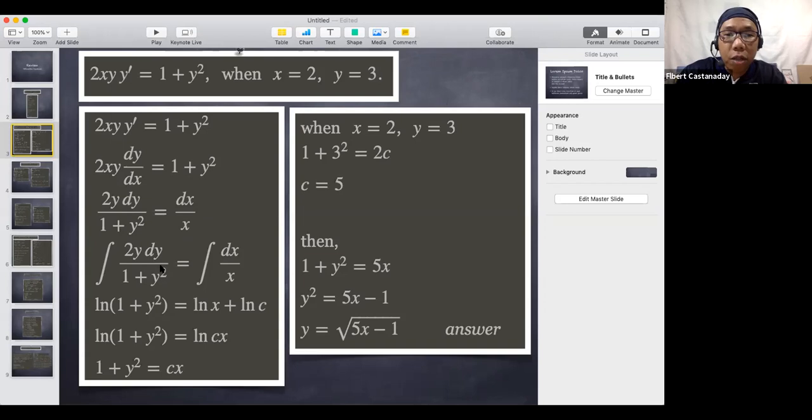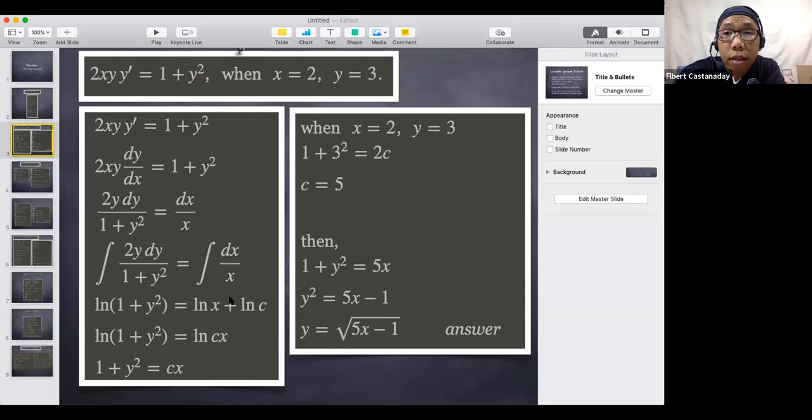So we check the formula, the integral of du over u. If this is your u and you differentiate this, the numerator should be the differential of the denominator for you to be able to utilize the formula ln. If you differentiate this, it will give us 2y dy, and as you can see, the numerator is 2y dy. So that's why the resulting integral is ln of 1 plus y squared. And on the right-hand side, you have the integral of dx over x, which is equal to ln of x.